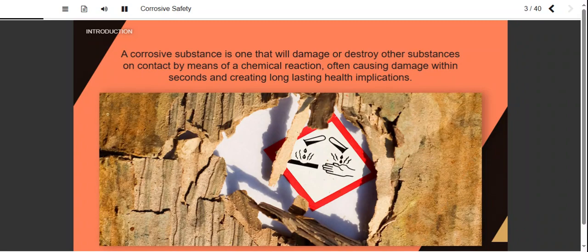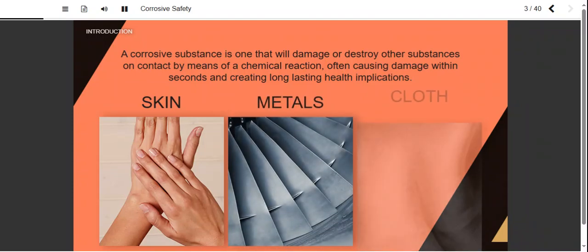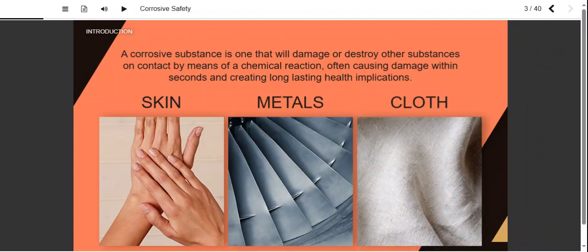A corrosive substance is one that will damage or destroy other substances it contacts by means of a chemical reaction. The reaction can cause harm within seconds and have long-lasting health implications. This reaction can take place on skin, metals, cloth, and other surfaces.